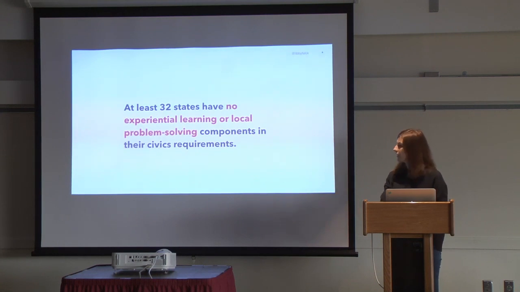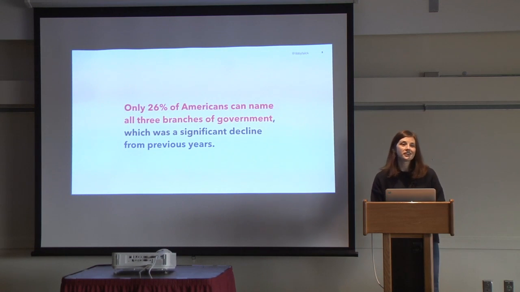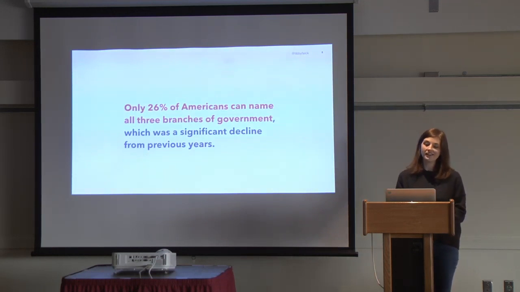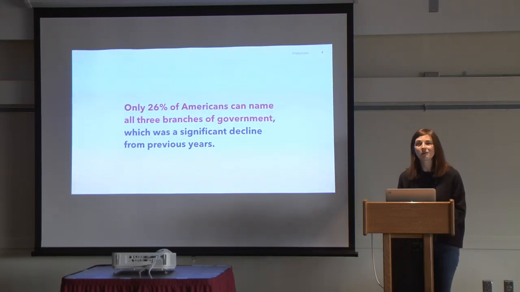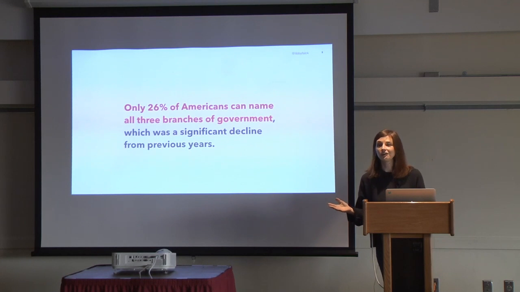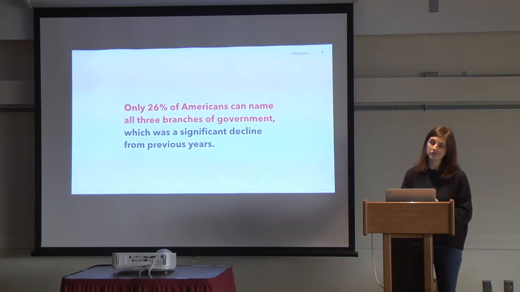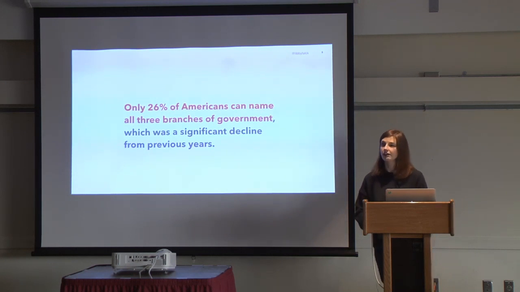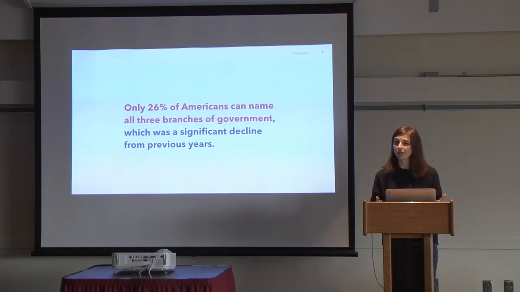So this is just the beginning of the problem, because a 2016 Annenberg study found that only 26% of Americans can name all three branches of government. We have a really big problem. And this is at the federal government level. It doesn't even touch on what happens in local and county government, who your city representatives are, what a municipal resolution is, what a county referendum is. None of that stuff is taught in school in most states.